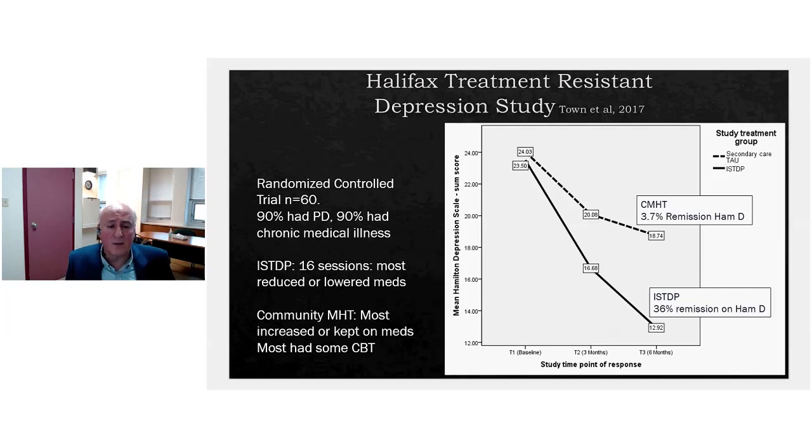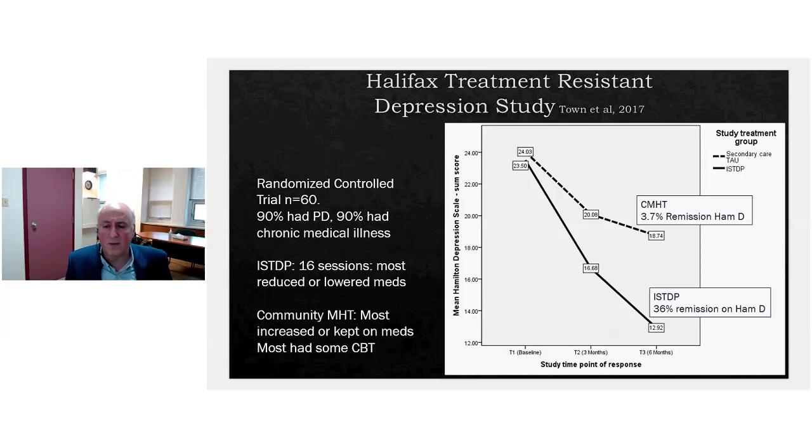They had 16 sessions with us. Most reduced or stopped meds. And in community mental health treatment, most had increased their meds or kept on their meds, and most had CBT of one type or other, individual or group. And here's what we found in the 6-month follow-up, that the community mental health team service on Hamilton Depression Scale, 3.7% remitted. That's one patient referred out of the 30 remitted fully on the HAM-D.